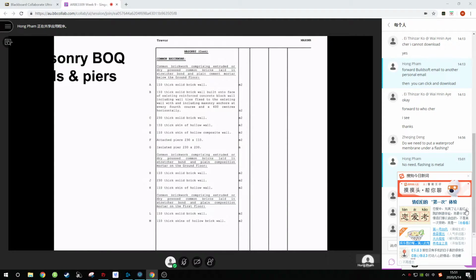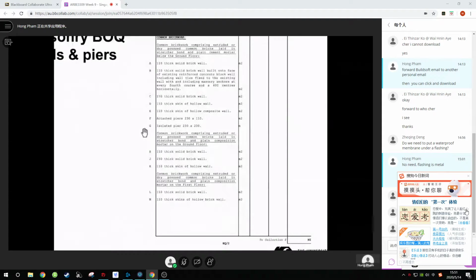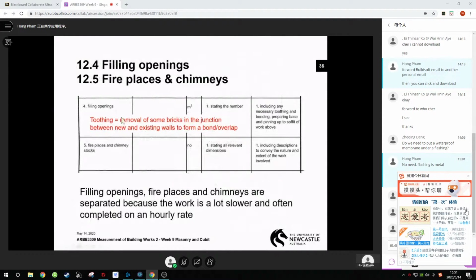Okay? Filling openings are measured separately. If you're working on an old job, restoration on an old job, you might be filling in door or window openings. They have to be measured separately because they take a lot longer to do. There's a reason why. So you measure them out separately. Same with fireplaces and chimneys. Most brickies will want the work on an hourly rate for fireplaces and chimneys anyway because they're fairly tricky to do, and so they can't be measured in the usual square metres. So we separate out openings because they're slow. Fireplaces and chimneys are even slower. Very, very slow.